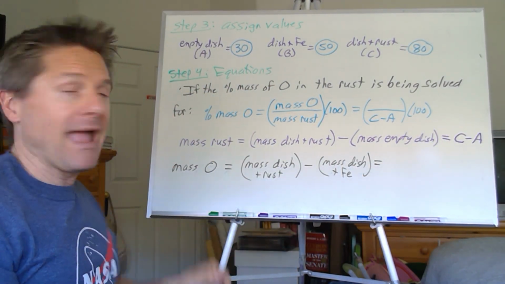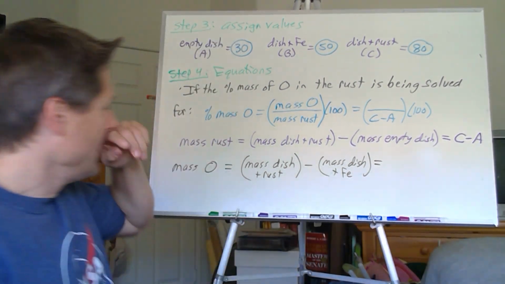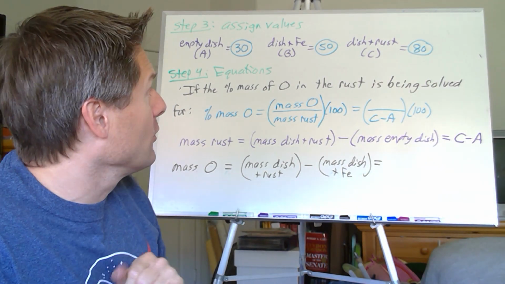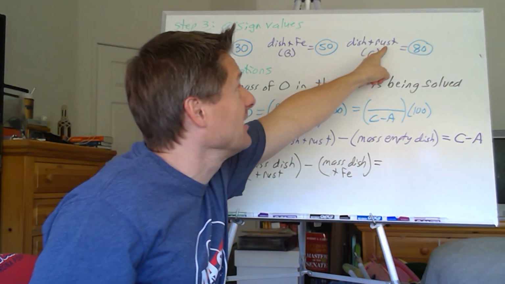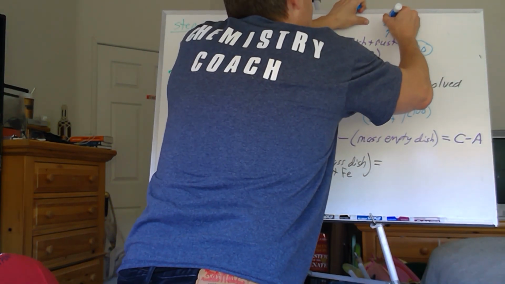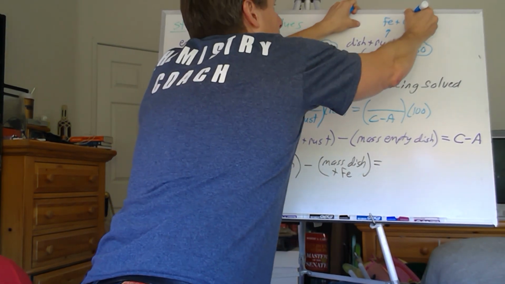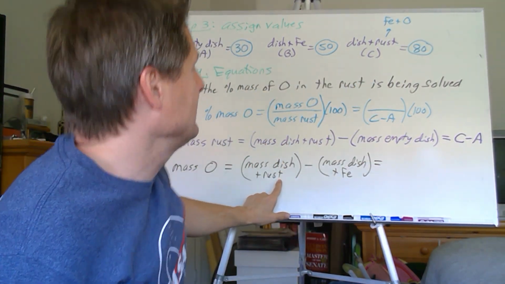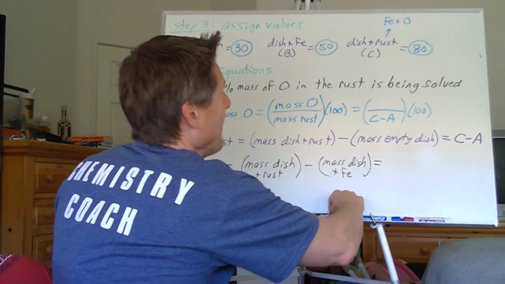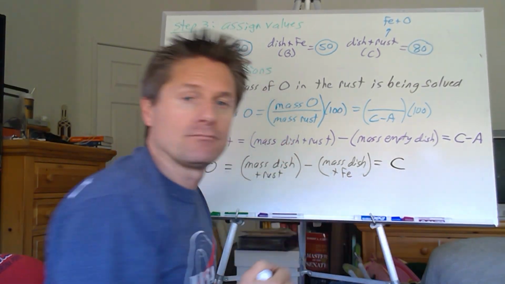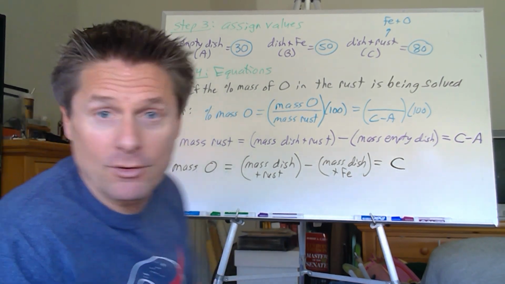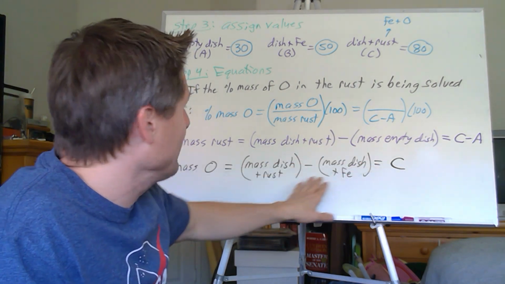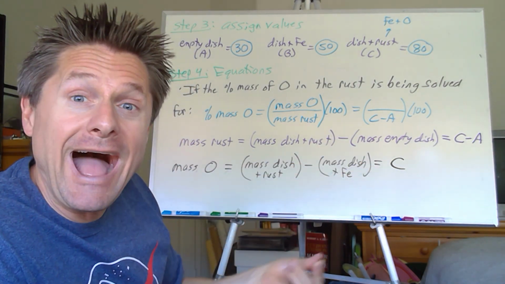And now let's figure out what the mass of oxygen is. See the thinking process? Now none of these have oxygen directly, so we're going to have to think a little harder. The only thing that contains oxygen is the rust, right? The rust is the iron plus the oxygen. So we have to start with the mass of the dish plus the rust. So we have to start with C. Correct? Everybody agree? If you don't agree, think about it. Now, if we subtracted the dish, that would be the mass of the rust. We don't want that. We want the mass of the oxygen added.